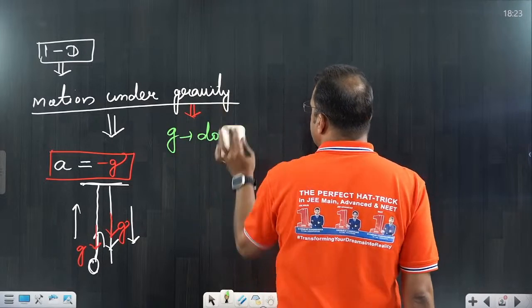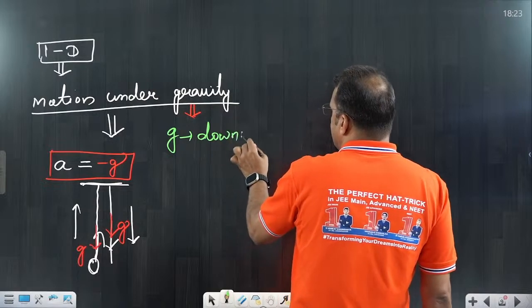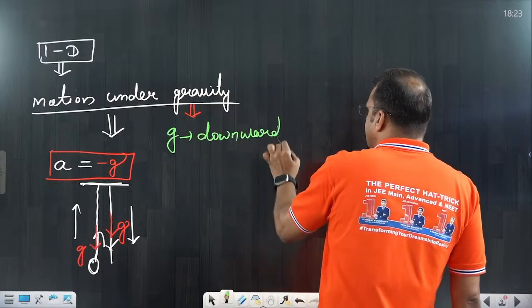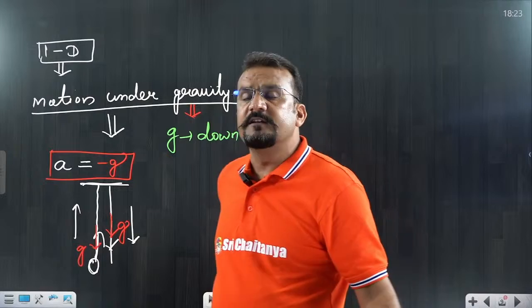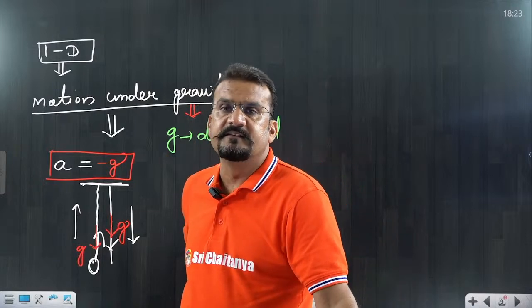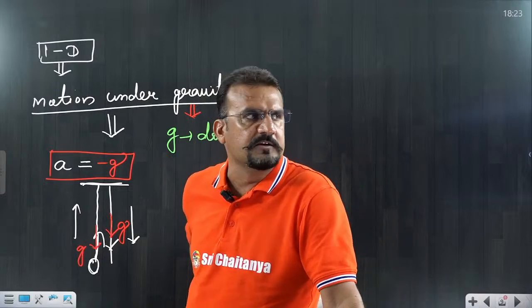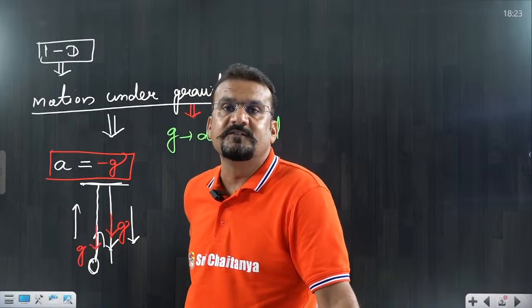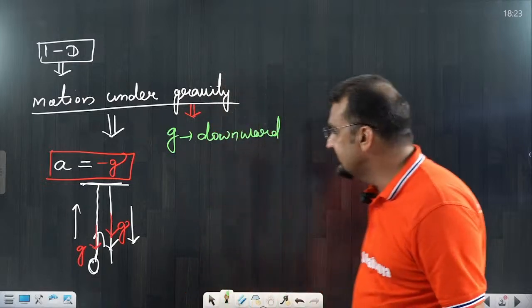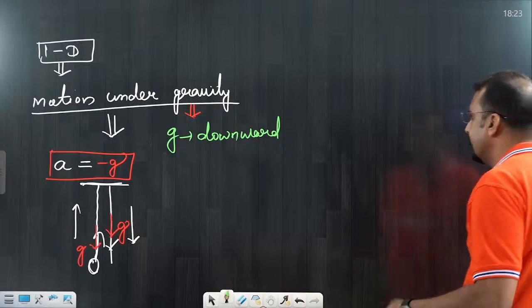Very important point. I have seen that most students answer that when the ball is going vertically upward, its acceleration is upward, and downward means downward. No, in both the cases it is going to be downward, meaning minus g. Remember that. Okay, now second point.